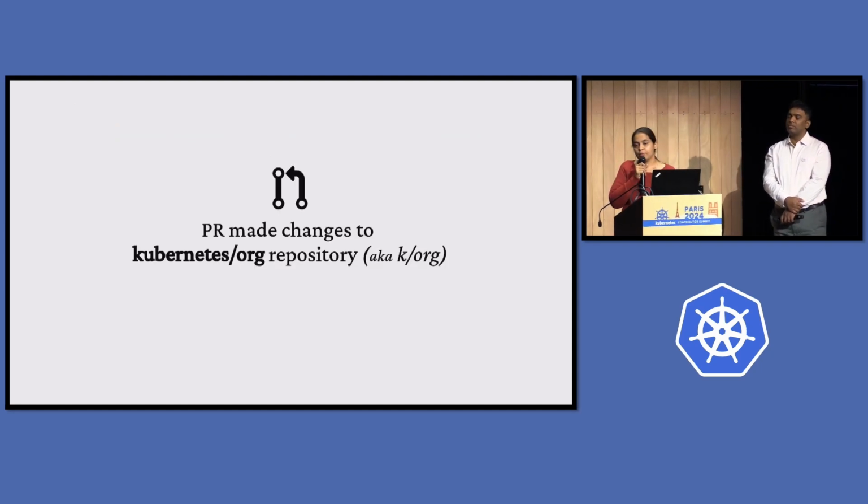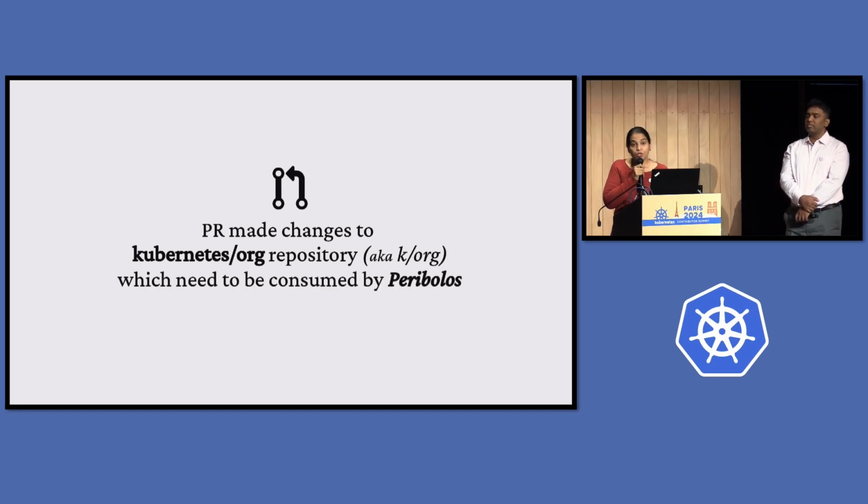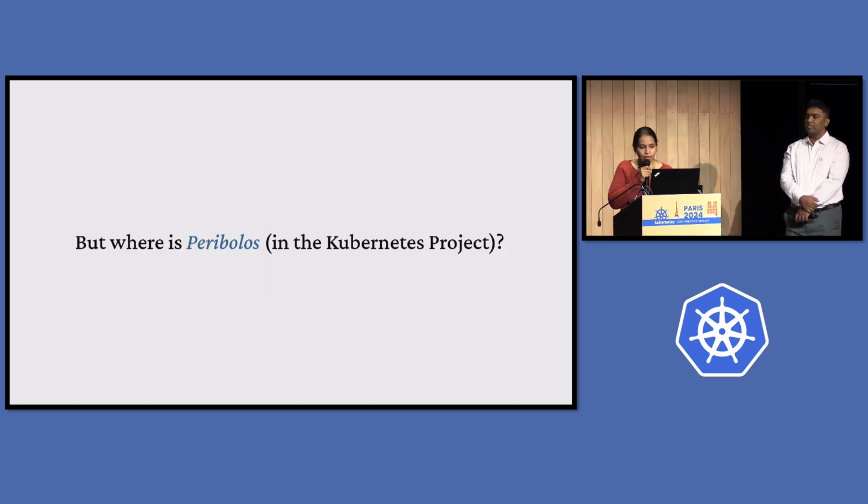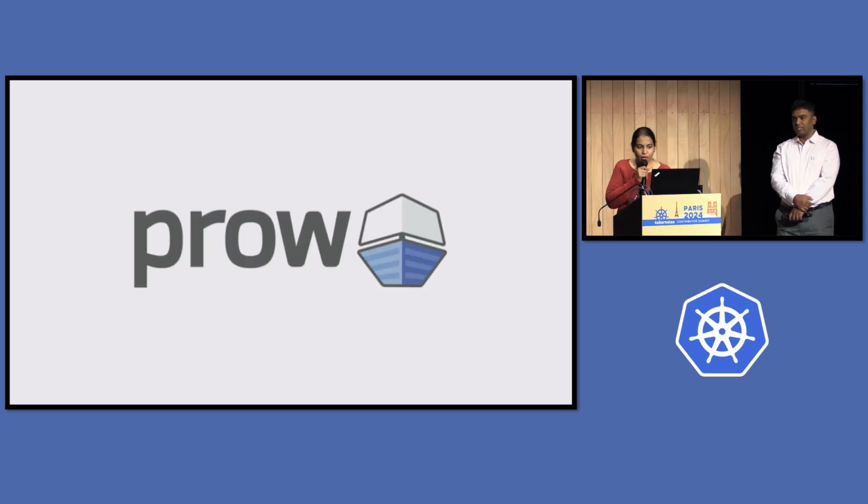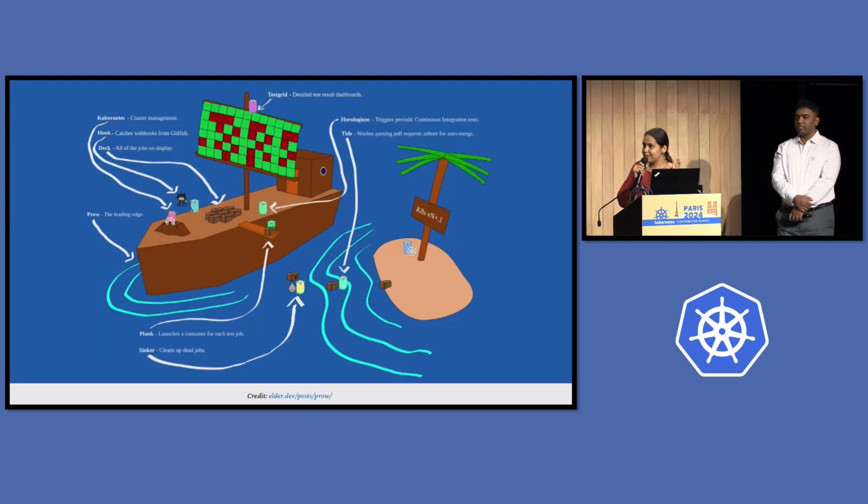This PR actually made changes to the Kubernetes org repo, aka the K org repo, which needs to be consumed by Peribolos. But where is Peribolos in the Kubernetes project? Peribolos in the Kubernetes project runs inside our CI/CD infrastructure tool called Prow. But I'll not go into detail about Prow because Prow is a whole massive ecosystem of its own and very well described by this diagram from Ben Elder.